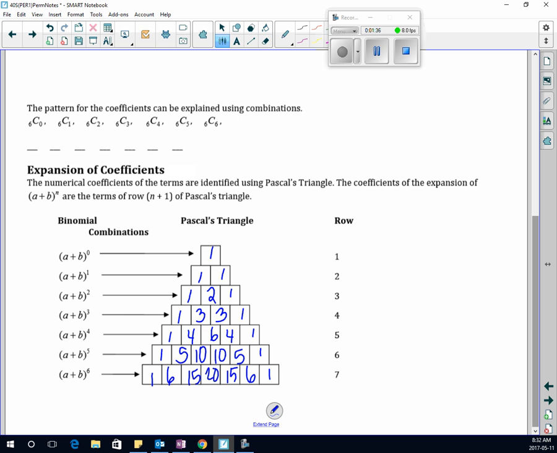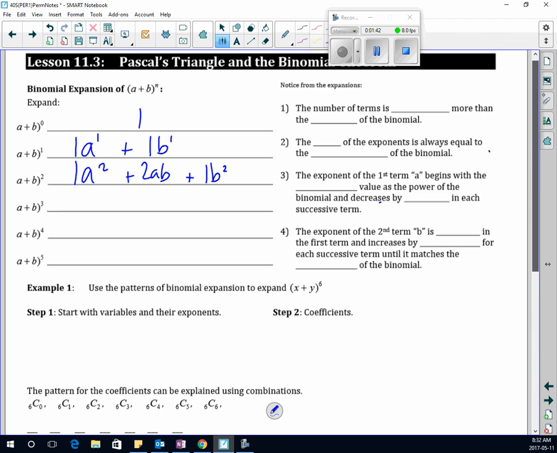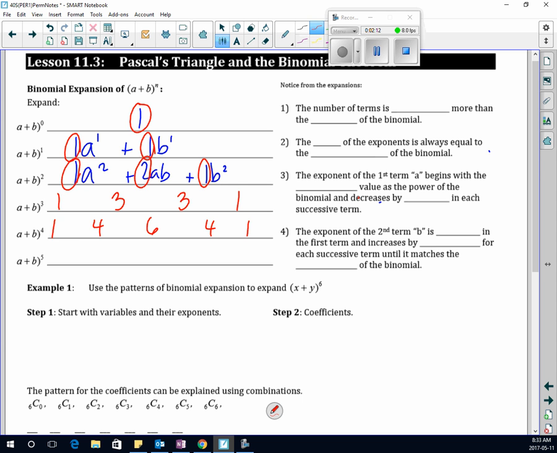Do you notice anything about the numbers of what we were doing up there? Yeah, do you notice? What do you think the next one would be then? 1, 3, 3, 1. What would the next row coefficients be? 1, 4, 6, 4, 1. And what would the next one be? 1, 5, 10, 10, 5, 1. Okay, so let's see if we can get the other pattern of this binomial expansion.